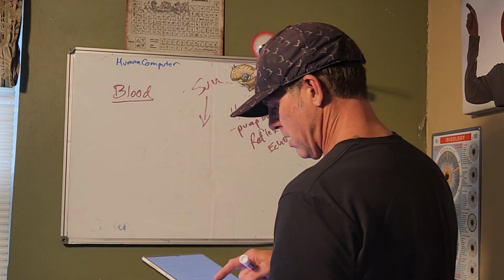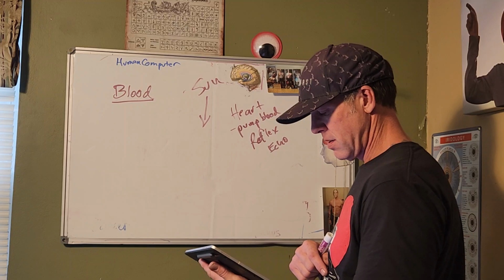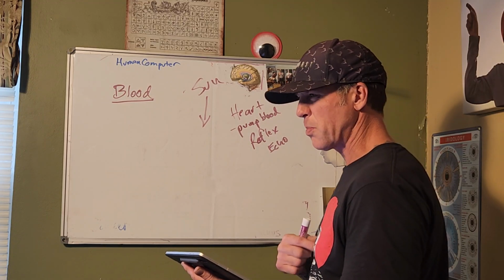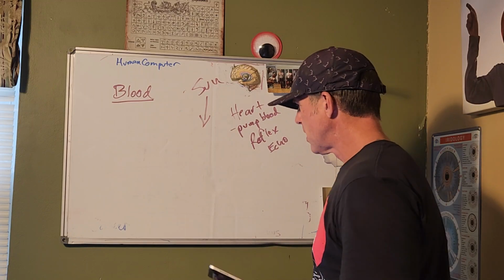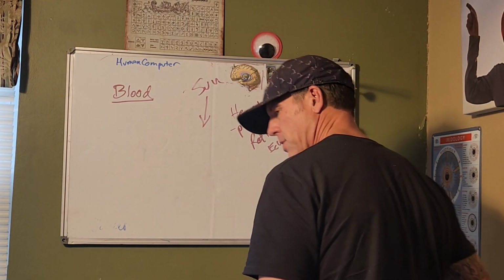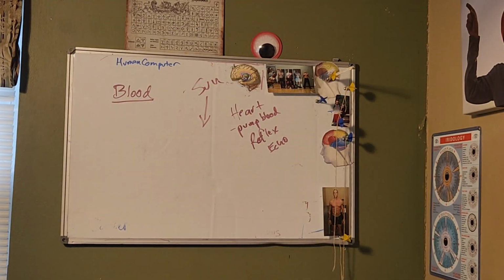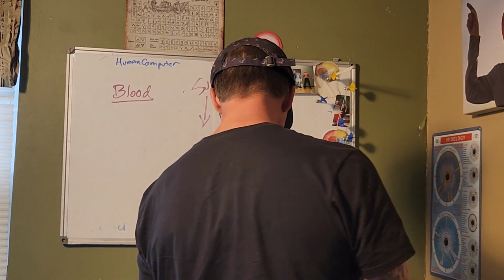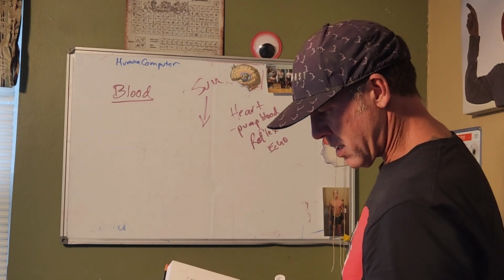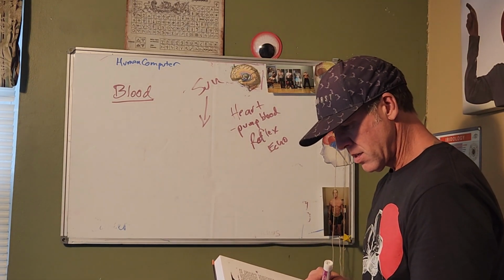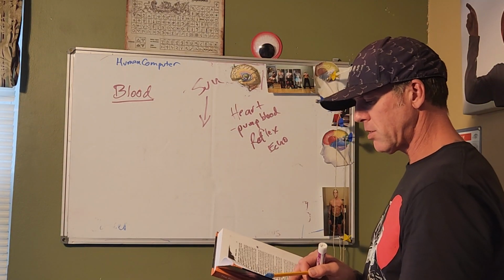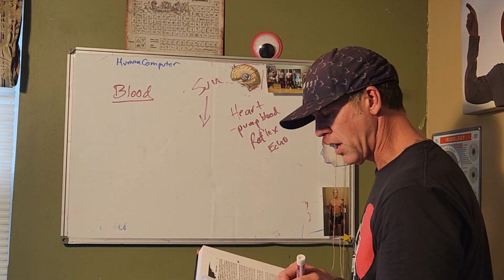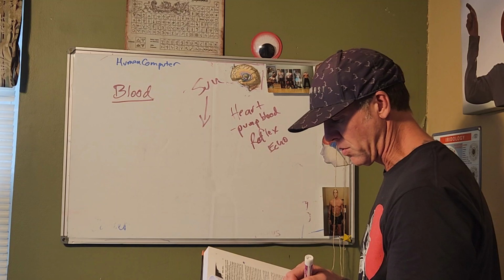Let's see. Multiple layers of tissue. This is made of multiple layers of tissue. That's what it says. Alright, so let's go over here. This says the food and drink taken into the stomach and the air breathed into the lungs furnish all the materials of which the body is composed.